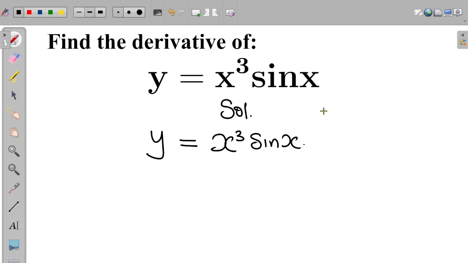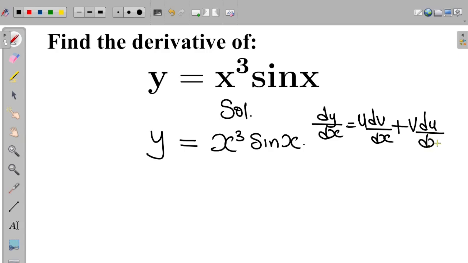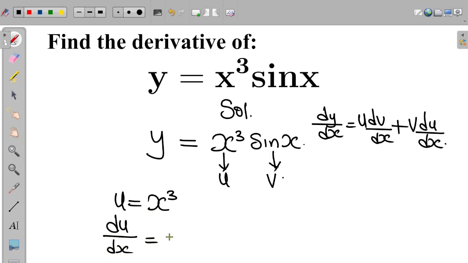So for the product rule, we know that dy over dx is equal to u dv over dx plus v du over dx. So at this point, let's call here u and let's call here v. So therefore, we have that u is equal to x cubed, and if we differentiate u with respect to x, we have that du over dx is equal to 3x squared.